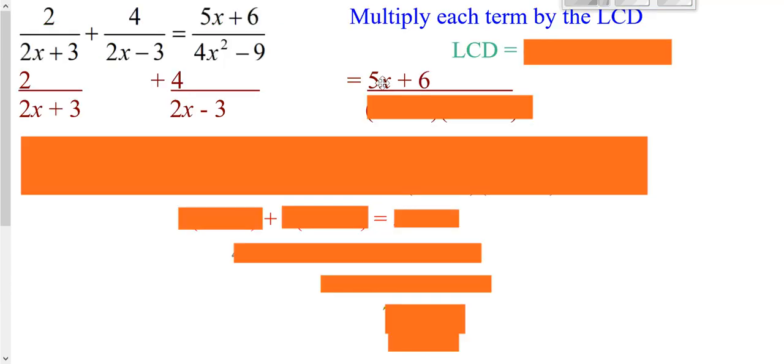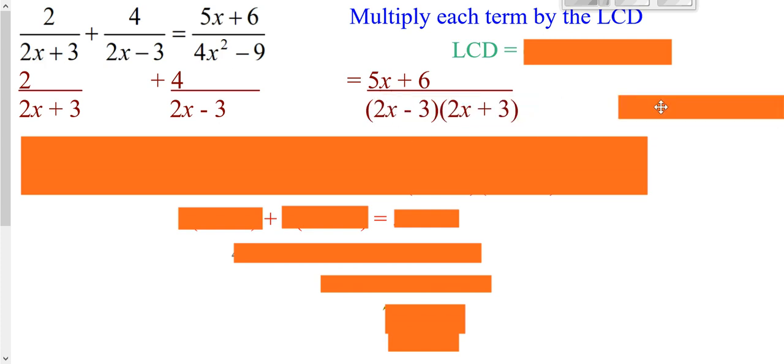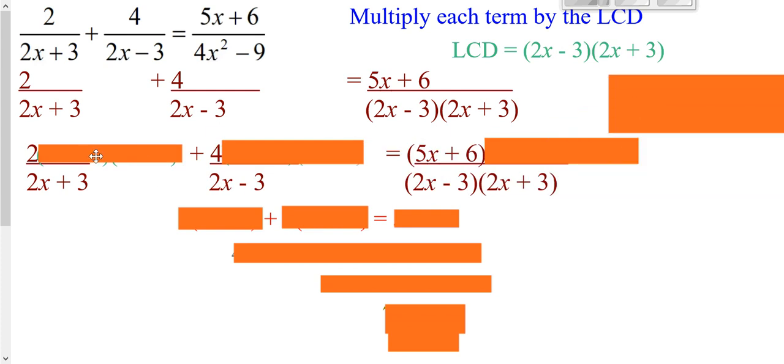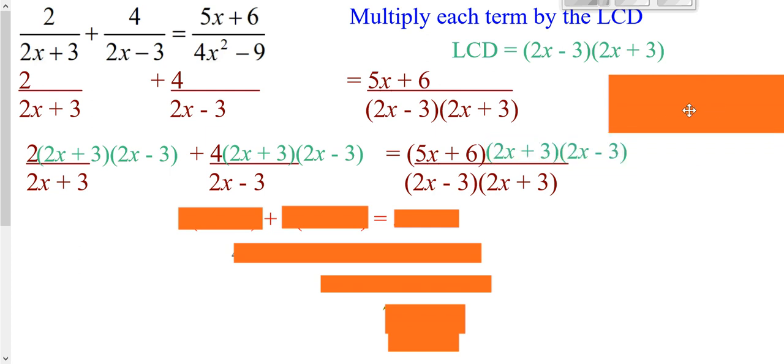So here you want to find your LCD. Once again, to find your LCD, you want to factor all your denominators. The first two on the left side don't factor, but the right side is difference of squares. So your LCD is all the different things that show up, which happens to be just this. So we're going to multiply everything by our LCD on both sides. Our first fraction times our LCD, our second fraction times our LCD, and the right-hand side times our LCD.